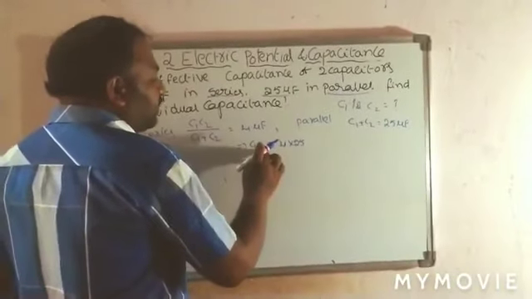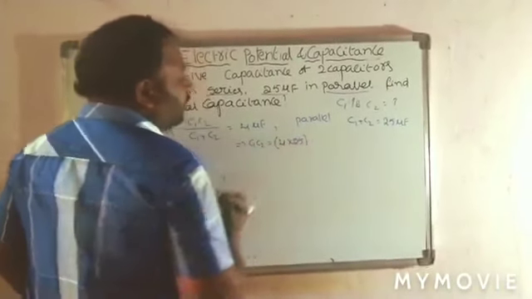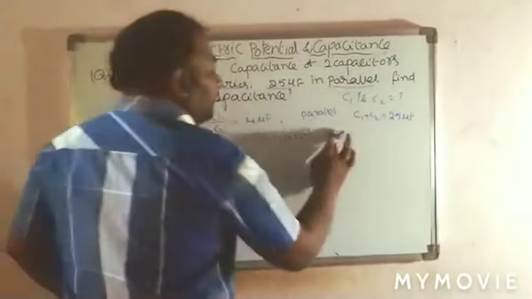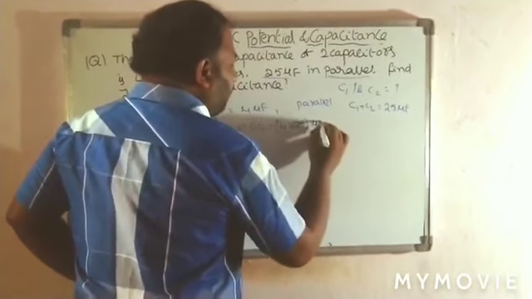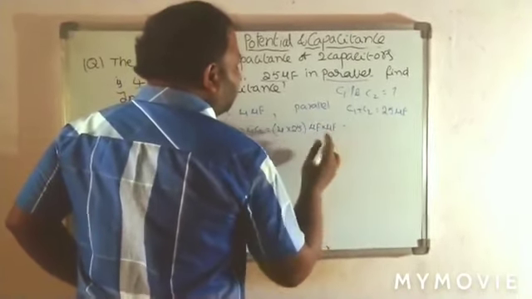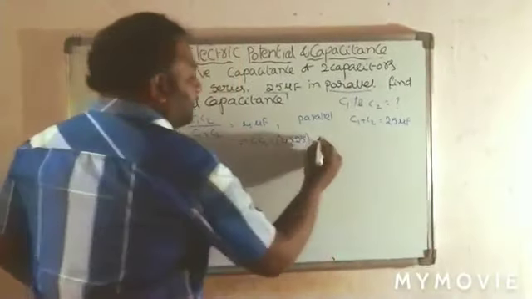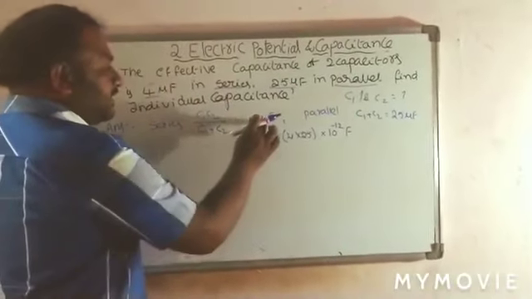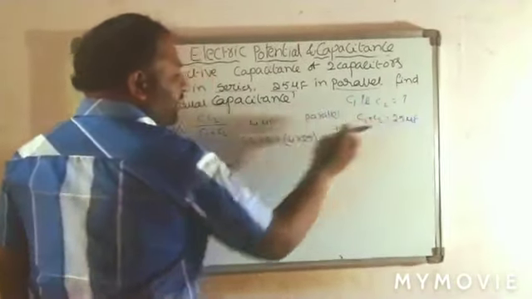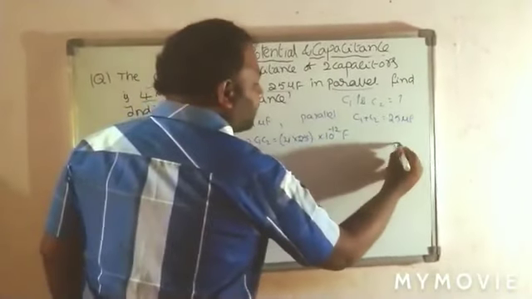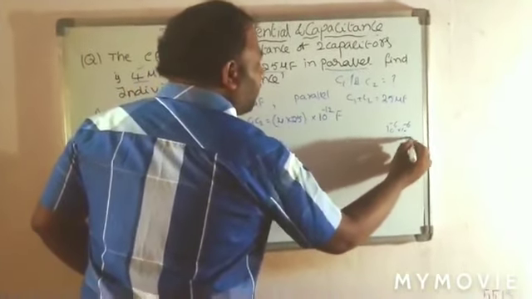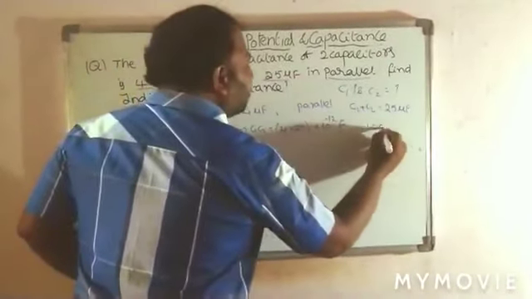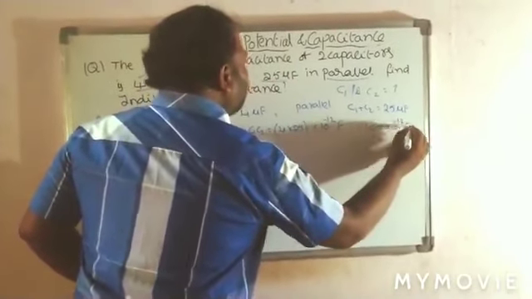So C1 into C2 is nothing but 4 into 25. That is nothing but 100. Okay? So 100 into, see here, microfarad into microfarad, that is written as 10 power minus 12 farad. See here, this is 10 power minus 6, and this is 10 power minus 6. 10 power minus 6 into 10 power minus 6 is nothing but 10 power minus 12. So C1 into C2 is nothing but 100 into 10 power minus 12 farad.